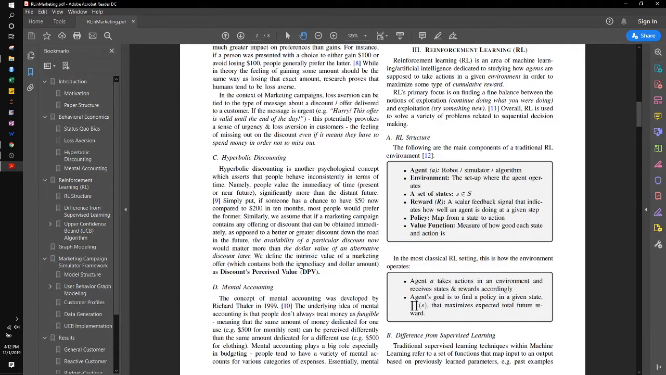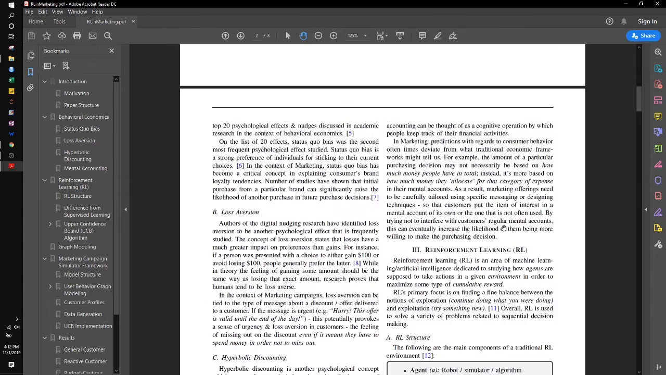And then there's mental accounting. The concept of mental accounting is basically about money. People don't always treat money as fungible, meaning that the same amount of money dedicated for one thing is not the same as the same amount of money dedicated for another thing. So mental accounting plays a big role, especially in budgeting. People tend to have a variety of mental accounts for gas, groceries, equipment, and things of that nature.